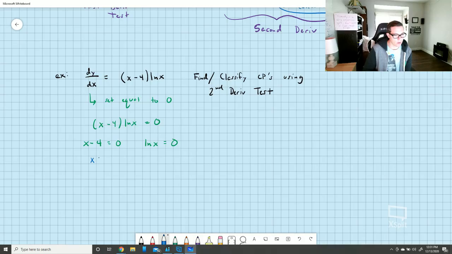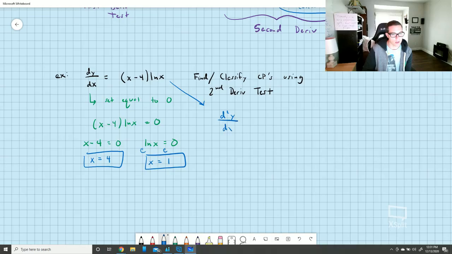Looks like we have a critical point at 4. Looks like we have a critical point at 1. You could do both sides if you want. 2 critical points. We could do the first derivative test. We're not going to, because the practice today is the second derivative test. So let's come over here and let's find the second derivative.